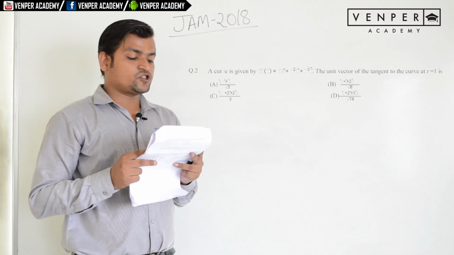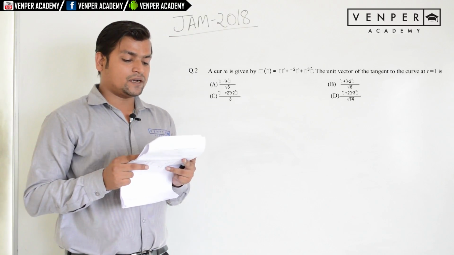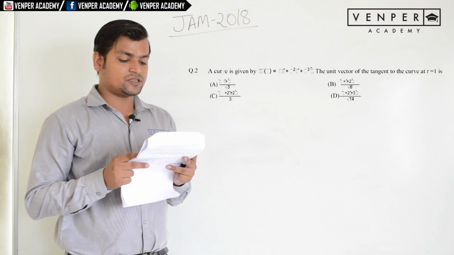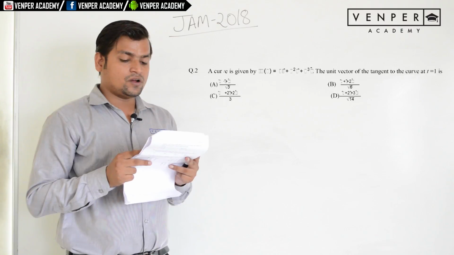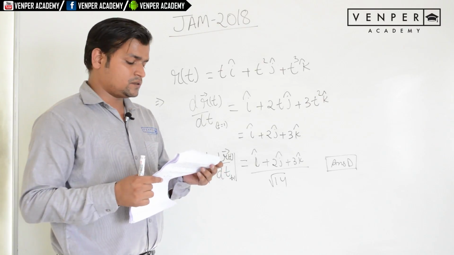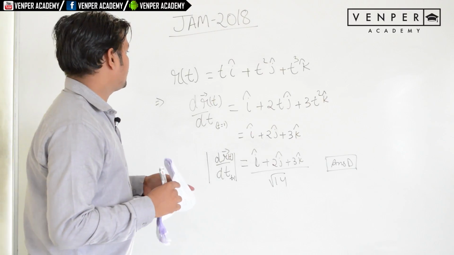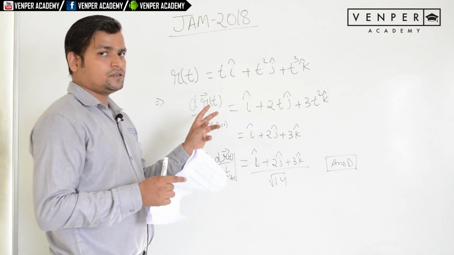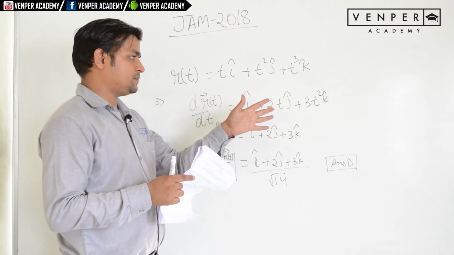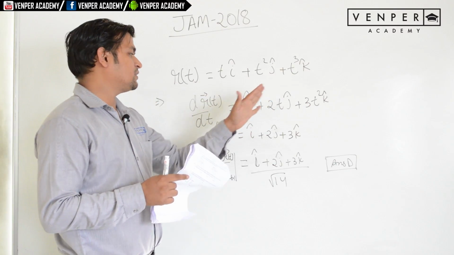2y. Question number 2. A curve is given by r(t) equal to t i cap plus t square j cap plus t cube k cap. The unit vector of the tangent of the curve at t equal to 1 is. See the next question. In this question they have given the equation of a curve, and they are asking the unit vector along the tangent. What is its unit vector along the tangent?